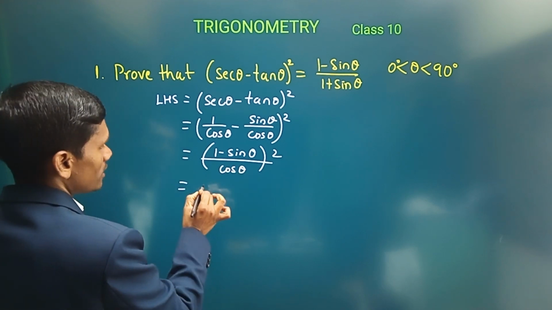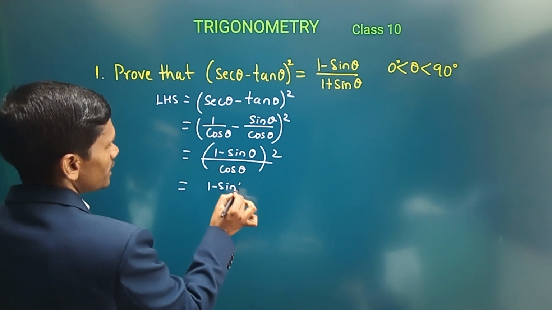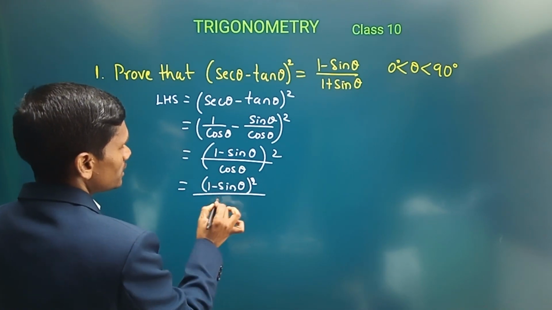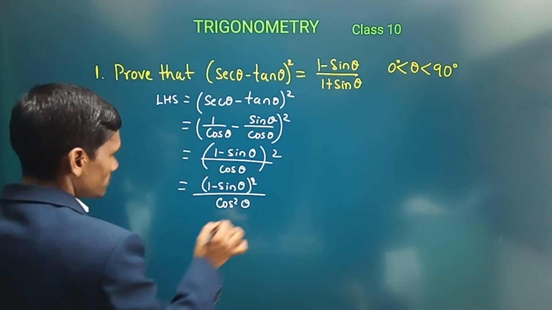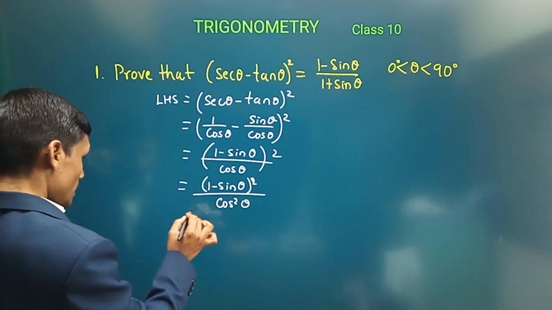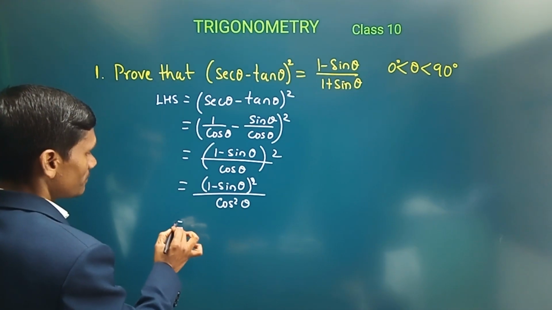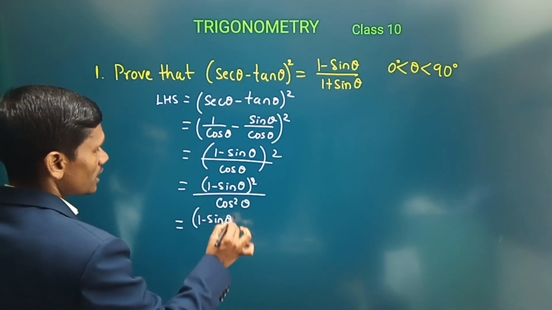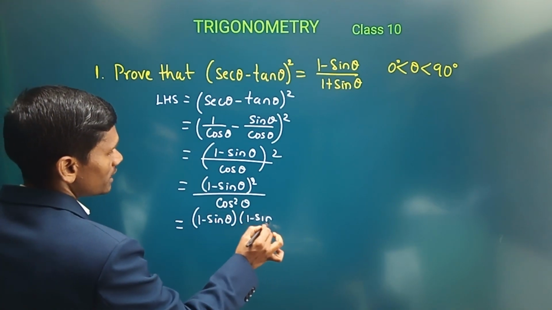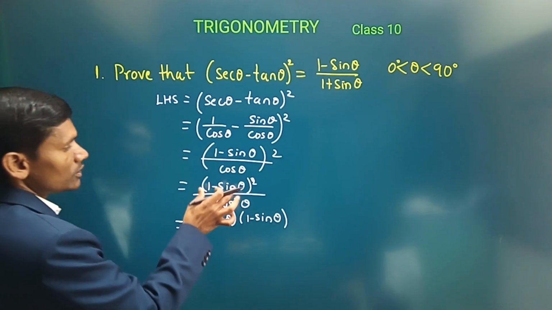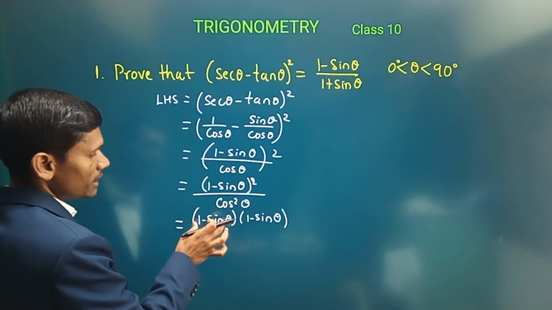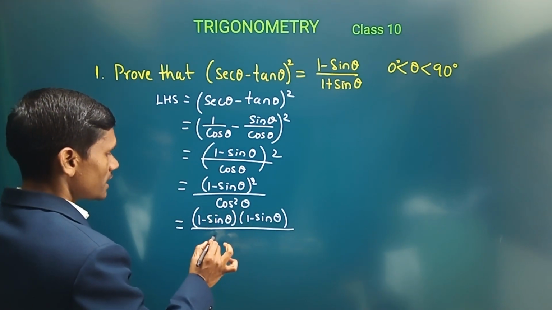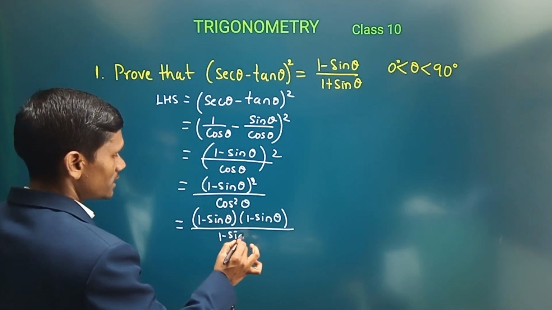Now split the squares. This becomes (1 minus sin theta) whole square divided by cos square theta, after splitting that square. Now if you simplify, the numerator can be written as (1 minus sin theta) into (1 minus sin theta). The reason is that (a minus b) whole square means (a minus b) into (a minus b). Coming to the denominator, cos square theta can be written as 1 minus sin square theta.